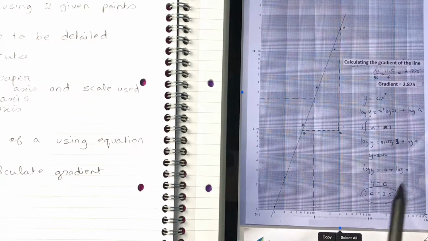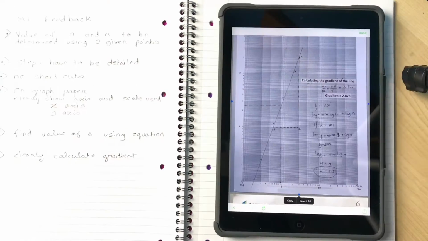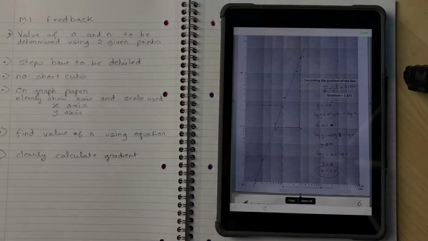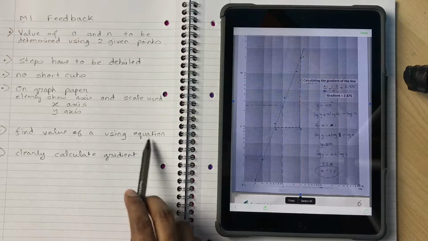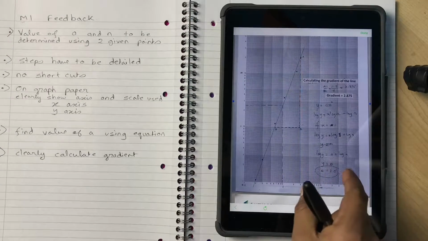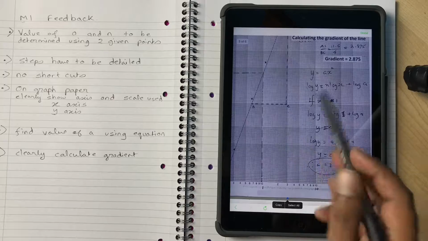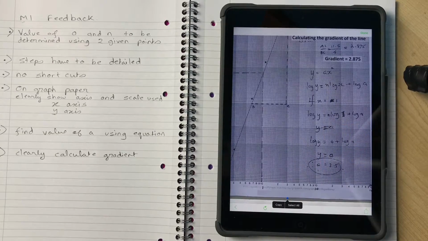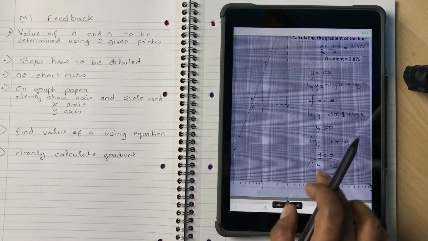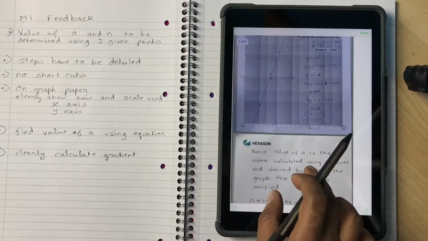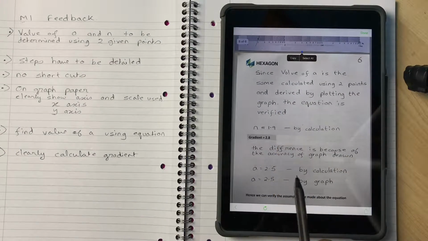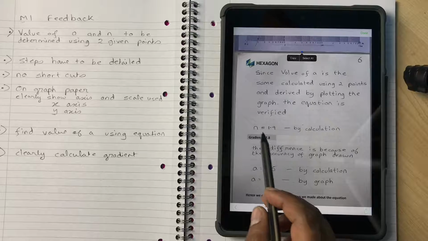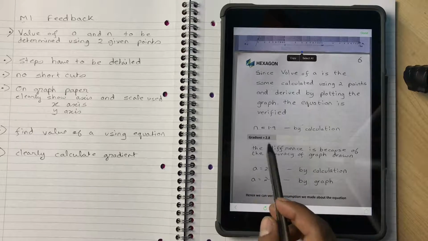Next thing, you must make sure that you calculate the value of a, find the value of a using the equation. Now what equation am I talking about? That is the equation that is given to you. You must find the value of a using the equation. You must make sure that this step is present in your solution, and then compare the value of n that you determined with your gradient.